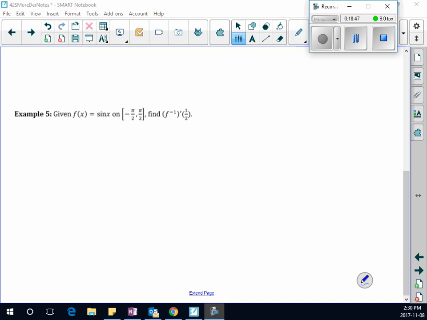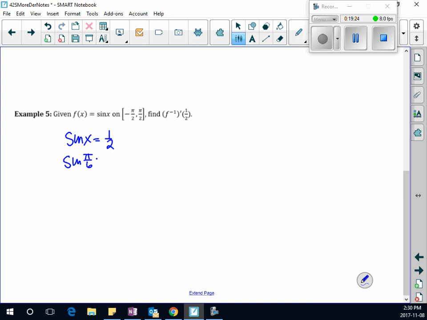The nice thing about inverse functions of trig ratios is that the inverse of sine is inverse sine, right? So, what does this 1/2 represent? The output of the original function. The original function was sine x. So we're going to set it equal to that and figure out what the input was. Remember, it has to be between -π/2 and π/2. And I heard π/6. That would be correct.